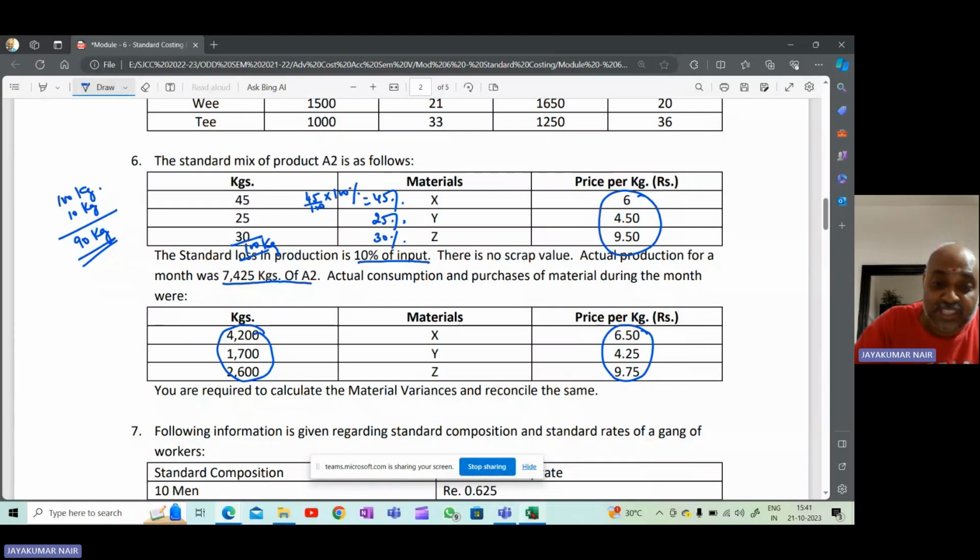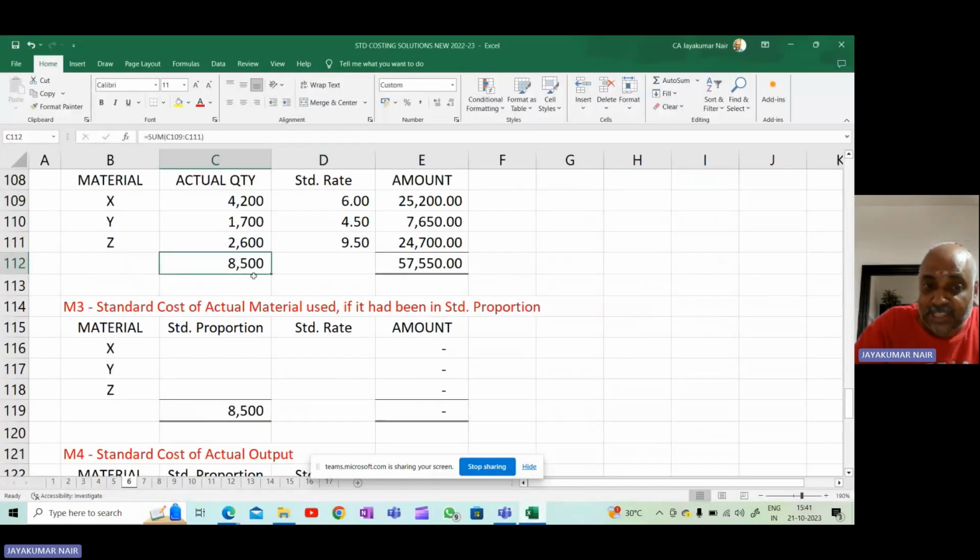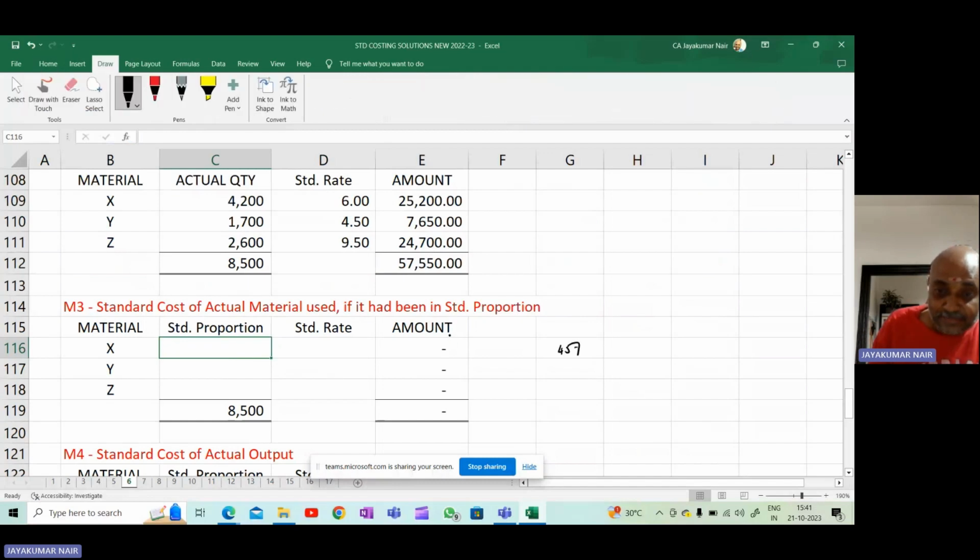Had you adhered to the standard, your total input is 8,500. Had you adhered to the standard mix, X should have been 45%, Y should have been 25%, and Z should have been 30%. So had you followed the standard mix, that is 8,500 into 45%, 3,825 kg should have been of material X.